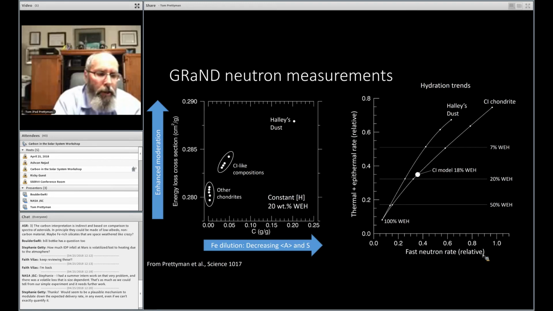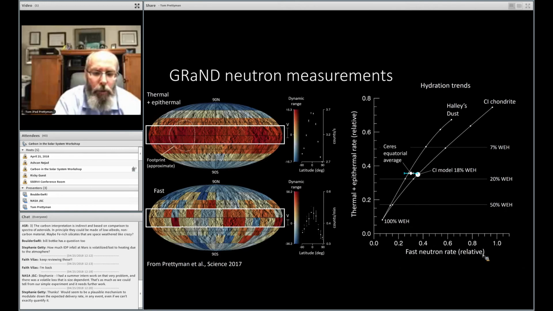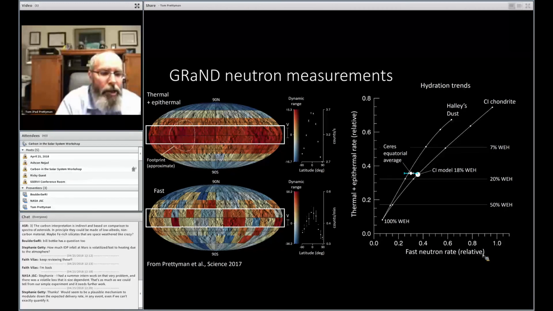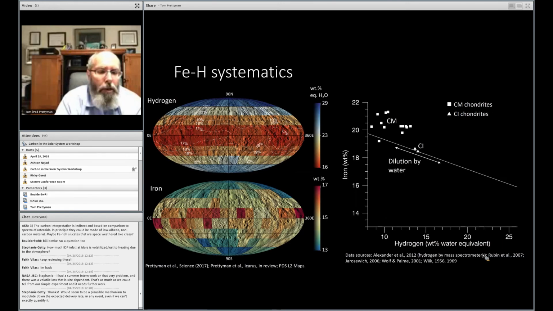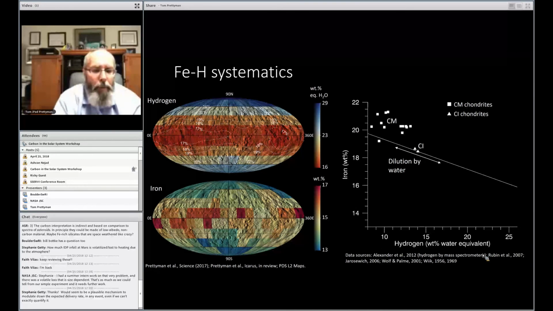And there are two end-member materials, CI chondrite and Halley's dust. And what you'll see in a moment is that if I take actual data from GRAND and plop it onto this chart, you see that Ceres plots between these two end members. So the takeaway from this is that GRAND neutron measurements permit high concentrations of carbon in the subsurface, and that Ceres plots between the carbon-rich end members, and that the data are more consistent with cometary dust than with the CI chondrites.